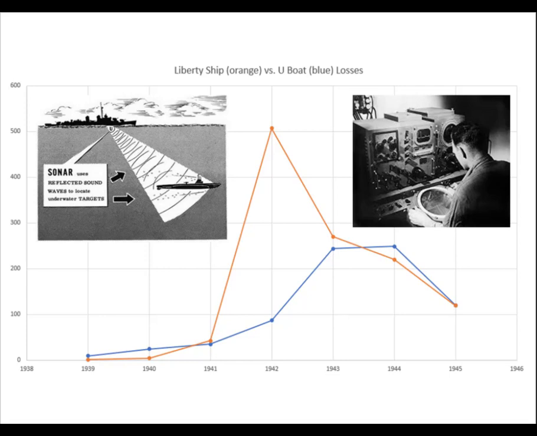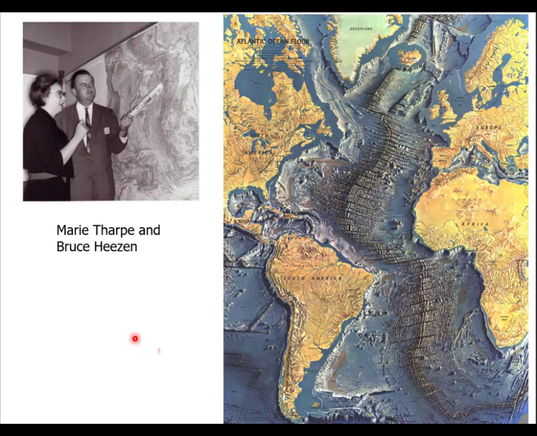Well, it took a few years after the war for the Navy to declassify the data, but eventually they did. And Marie Tharp and Bruce Heezen would draw this map, which is, of course, a very famous map. You've probably seen it before, of the seafloor. And everyone's looking at this going, wait, this was not what we expected, right? There most definitely is stuff down there, right?